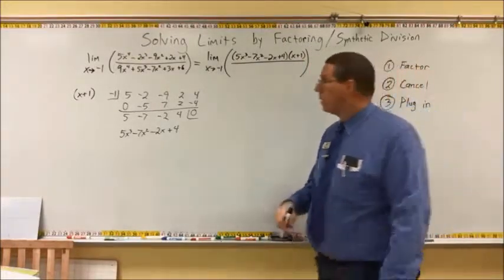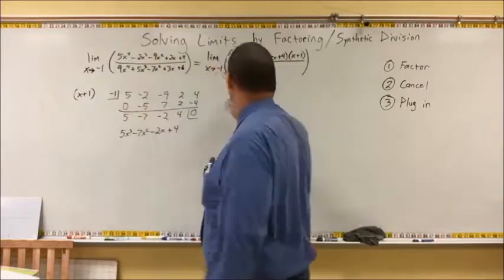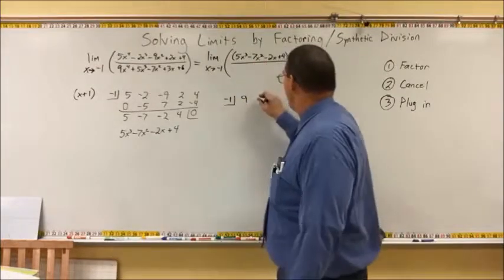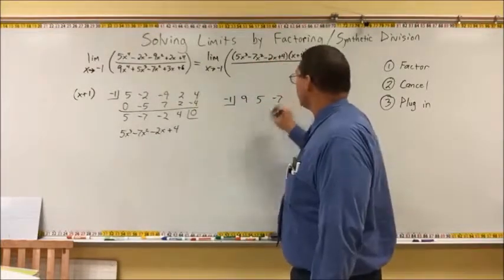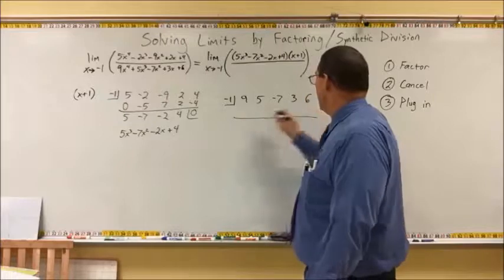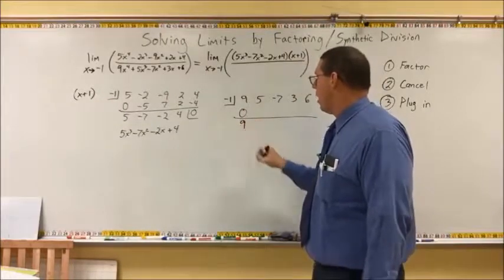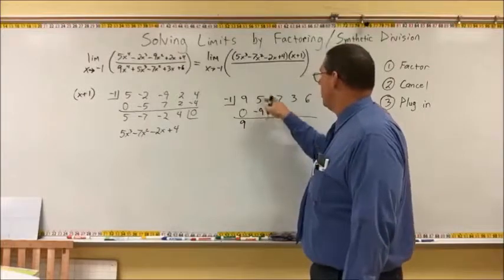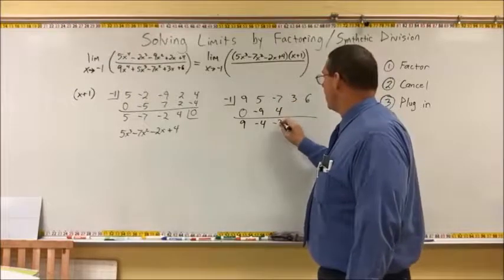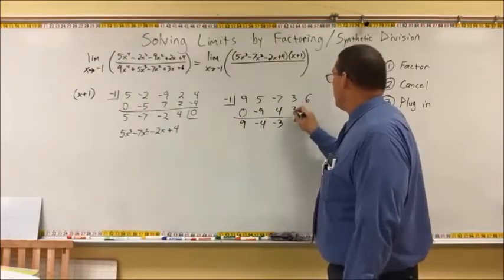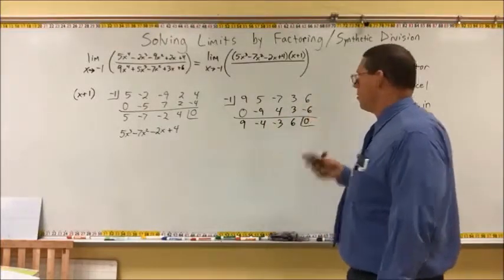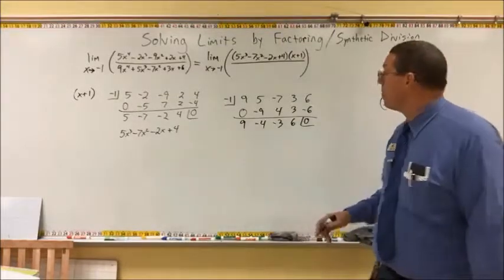Now we're going to do it to the denominator. So again, let's see here. We're going to do our negative 1 in the half box. We've got a 9, a 5, a negative 7, a 3, and then a 6. Draw our line. I'll put a 0 under the 9. 9 plus 0 is 9. 9 times negative 1 is negative 9, plus 5 is negative 4. Negative 4 times negative 1 is positive 4, minus 7 is negative 3. Negative 3 times negative 1 is 3, and 3 plus 3 is 6. 6 times negative 1 is negative 6, plus 6 is 0. Again, remainder of 0 as expected.